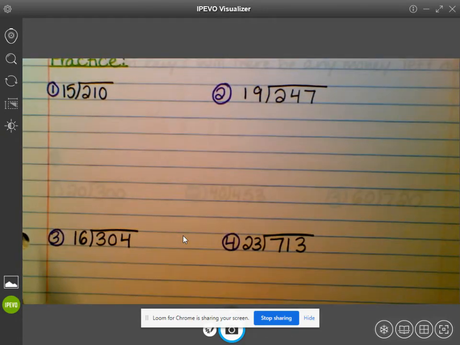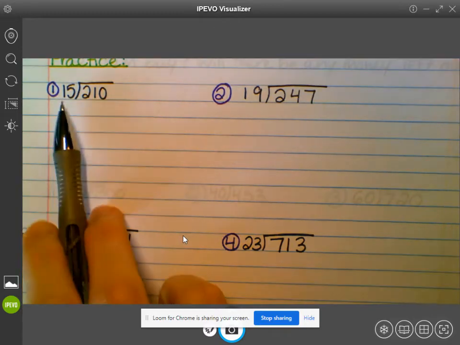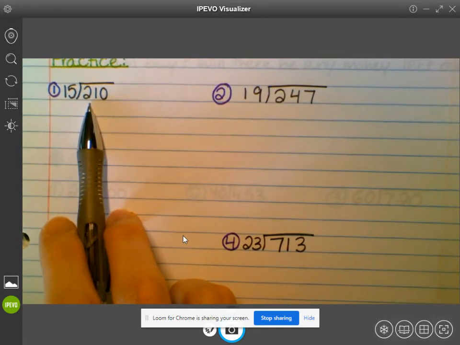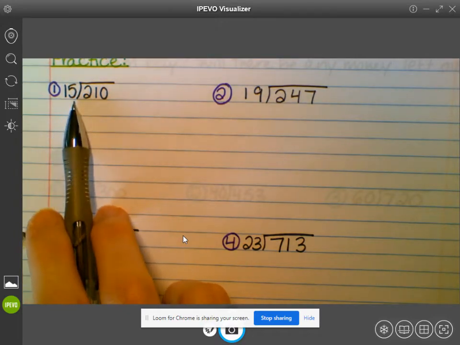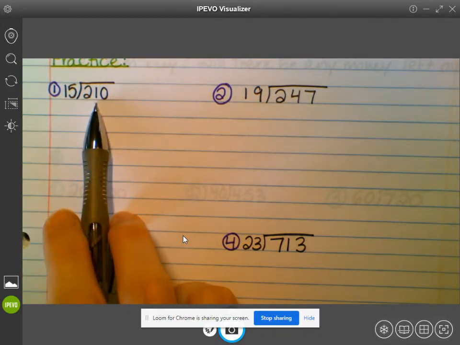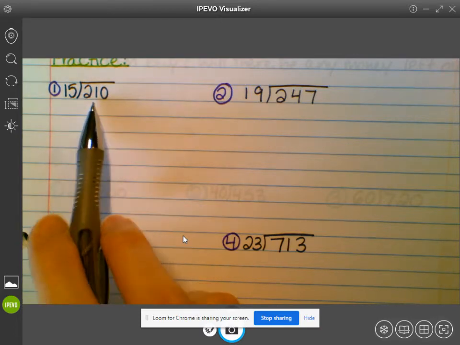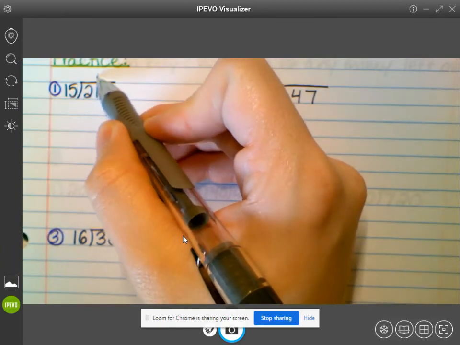So our steps, and I hope you're following along, when it comes to this, we look at our 15 and we ask, can 15 go into 2? No. Can 15 go into 21? Yes. Okay, so then we ask, how many times can 15 go into 21 without going over 21? Show me on your hands. Once. Because if we were to do 15 times 2, that'd be 30, and that's over 21. So we would put a 1 above the 1 in 21.